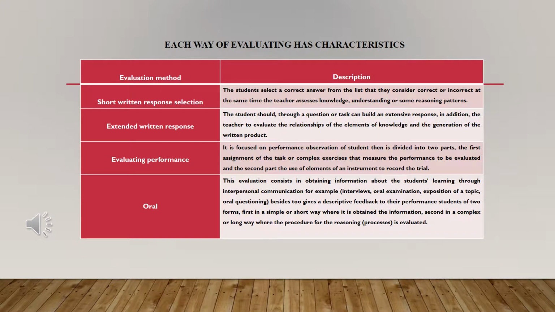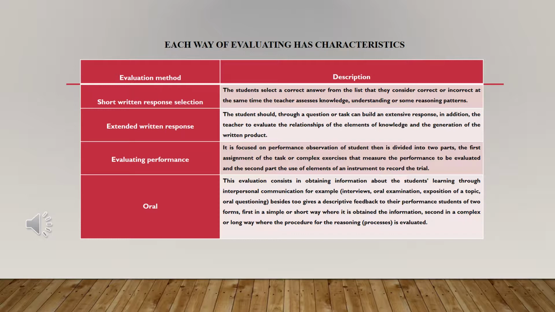Each way of evaluation has characteristics, evaluation methods, and descriptions. Short reading response selections: the student selects the correct answer from a list of options they consider correct or incorrect. At the same time, the teacher assesses knowledge and understanding. Extended response: the student, through the question or task, can build an extensive response. In addition, the teacher evaluates the relationship of the elements of knowledge and the generation of the product.